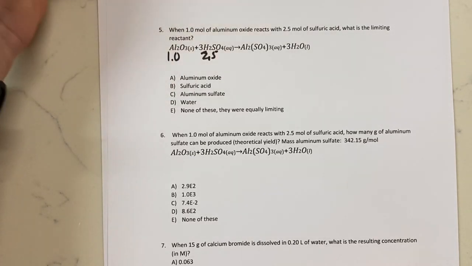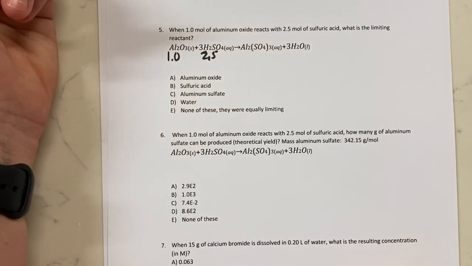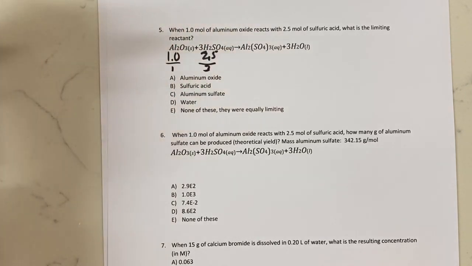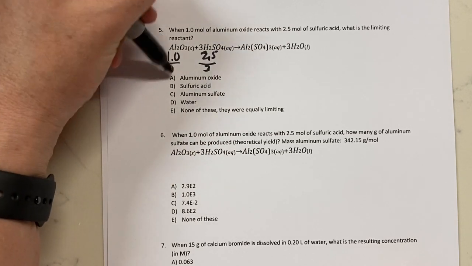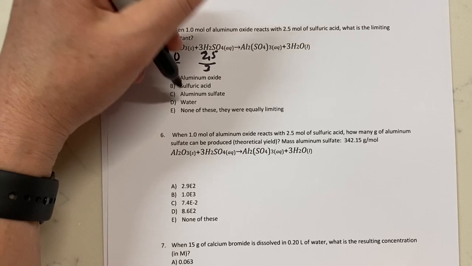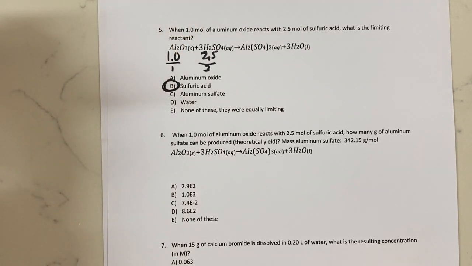Well, just like we did with the pizza example, you take the amount that you're given and you divide by the coefficient. So I'm going to divide that by 1. I'm going to divide that by 3 to find out which one you're going to run out of first. This would give me an answer of 1. This could give me an answer of less than 1. I don't even need to do the math. I can tell that sulfuric acid is my limiting ingredient.